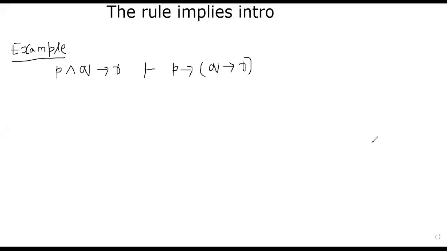Hello, welcome back. In this segment, I will talk about another rule related to implies. It's called the rule implies introduction. I will introduce this with an example. Let's say we have P and Q implies R as a premise.